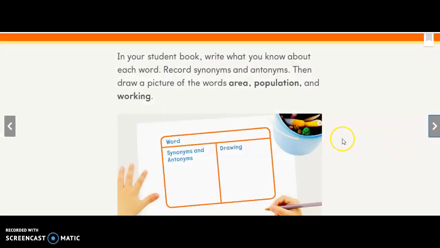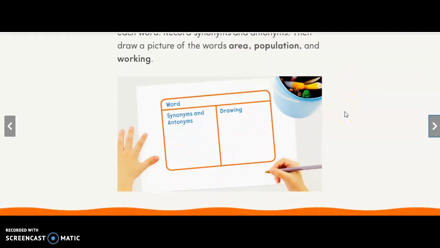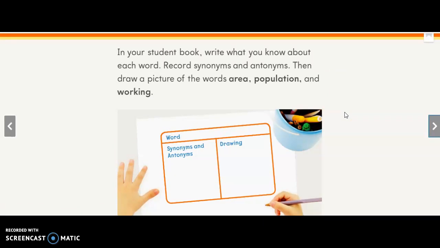So here it is. This is in your student book. You're going to write about each word that you know. Okay? So I'm so excited for our unit, our module on communities. You're going to have some really great books that we get to listen to and that you get to read. I can't wait to hear all about the knowledge that you are going to gain from this module.